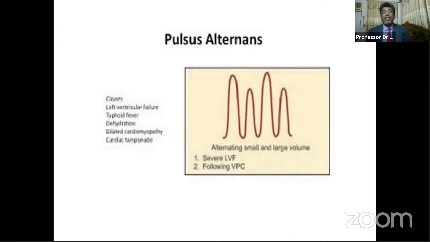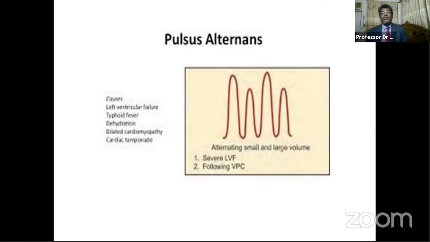If we see pulsus alternans, here you see that there is an alternation of low volume and high volume pulse, and this is actually a feature of left ventricular failure. It may be seen following a PVC also, a premature ventricular complex, and there may be some other causes also, like typhoid fever. In case of dehydration, we may get this type of pulse. If the patient is suffering from dilated cardiomyopathy, or cardiac tamponade, we can get this type of pulsus alternans in the above mentioned scenarios also.